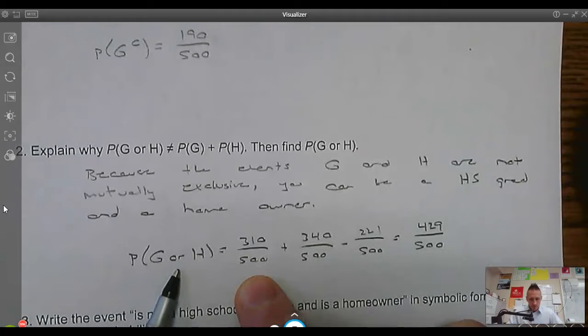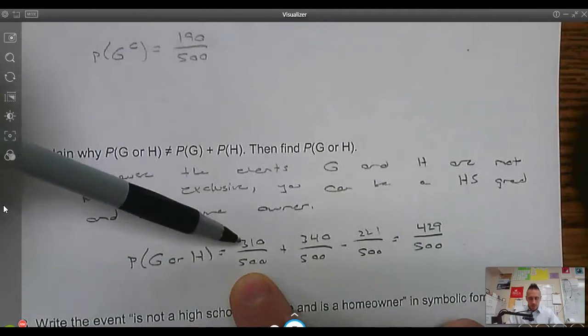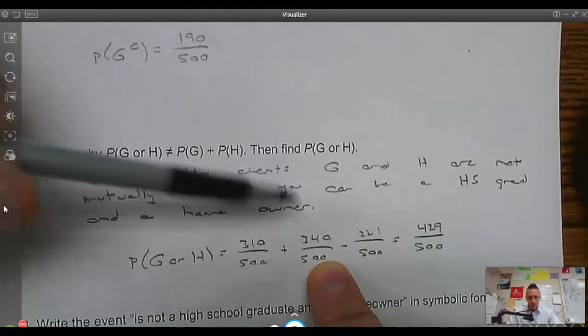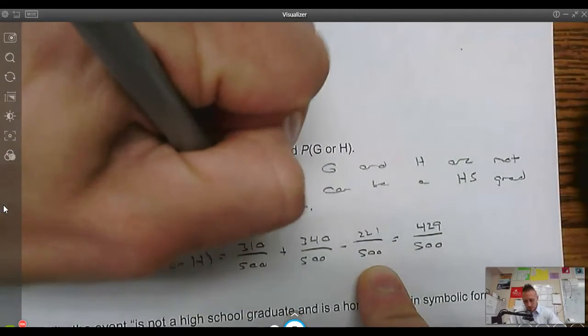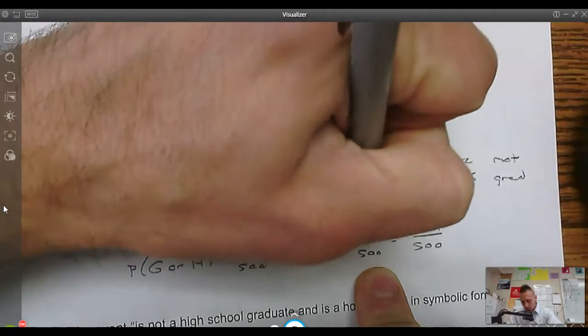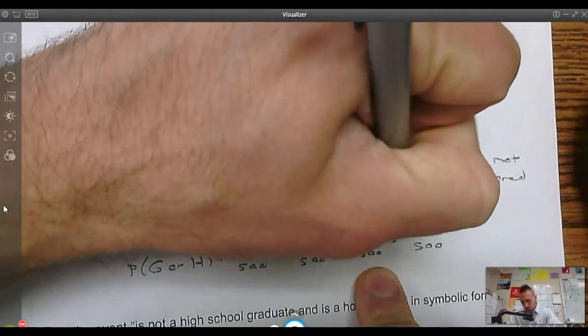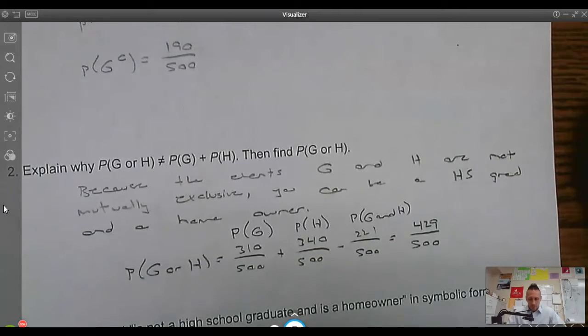So just using that formula, it's the probability that they're a high school graduate, 310 out of 500, plus the probability they're a homeowner, minus the probability of both. So this is the probability they're a grad, plus the probability they're a homeowner, minus the probability that they're a grad and a homeowner. There's other ways to do this without the formula.